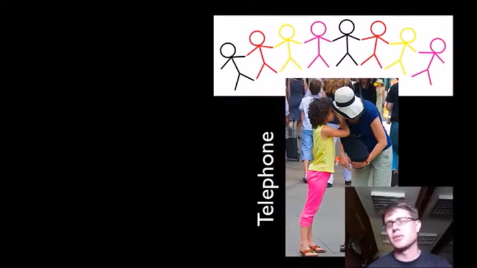But the one thing that Darwin didn't have is DNA. And so the best way to talk about DNA is to talk about the telephone game. If you've ever played the telephone game, essentially what you do is you start with a phrase.